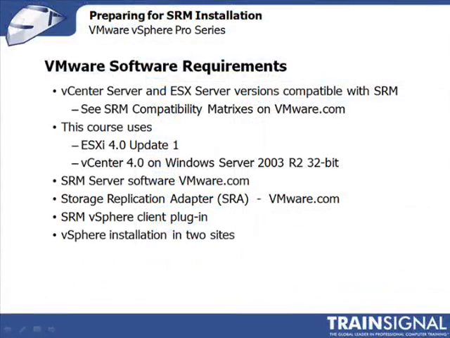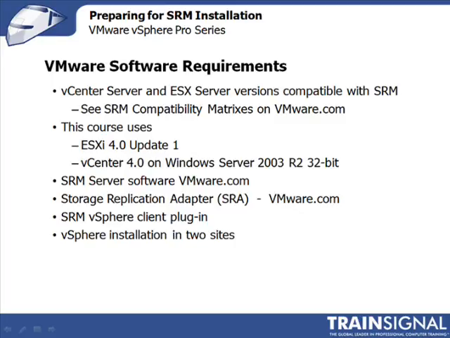SRM also has some VMware software requirements that we need to be aware of in order to have a successful installation. vCenter Server and ESX Server versions must be compatible with the version of SRM that we are installing. To be certain that you have a good combination, make sure to take a look at the SRM compatibility matrices on VMware.com. There's a PDF, just like where we went to look at the supported storage solutions, that shows you how to match up the specific version of ESX with vCenter and SRM, and it also talks about the different operating systems in use.